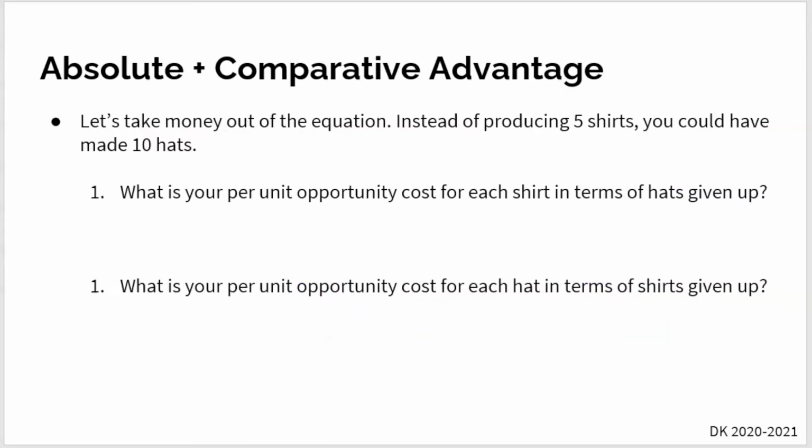And so now let's take money out of the equation, because on the AP exam and also on assessments, we're never really going to look at per unit opportunity cost with money. Instead, we're going to be looking at what are the other goods that this hypothetical person or business is giving up to produce this other good. So let's take money out of the equation, right? Instead of producing 5 shirts, we could have made 10 hats. So what is the per unit opportunity cost for each shirt in terms of hats given up?